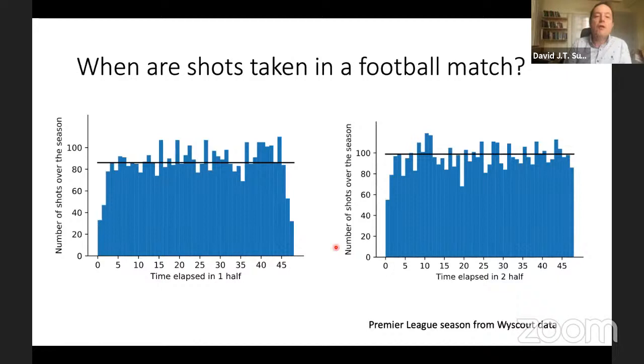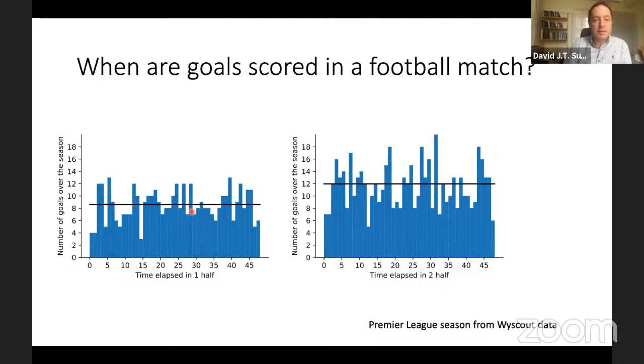But the overall thing I want to emphasize is that you could take the first and second half separately, but you have a reasonably normal distribution of the number of shots per minute, and it's pretty constant throughout the match. And then when we look at goals, we actually find something similar. In this particular data set, there were more goals in the second half than in the first half, but they come pretty much any time during a particular half.